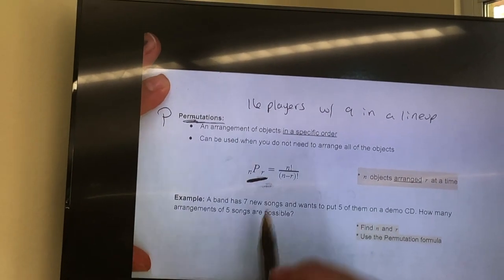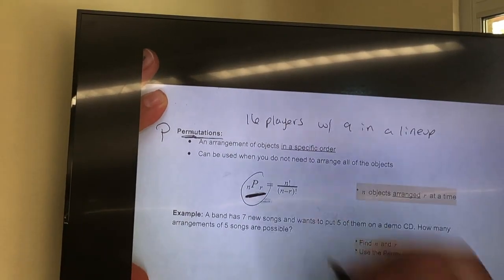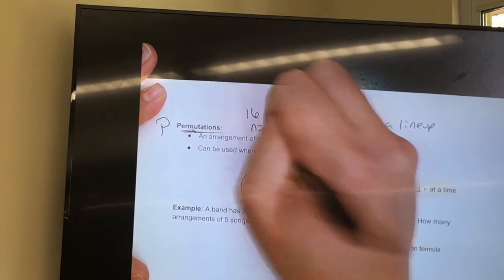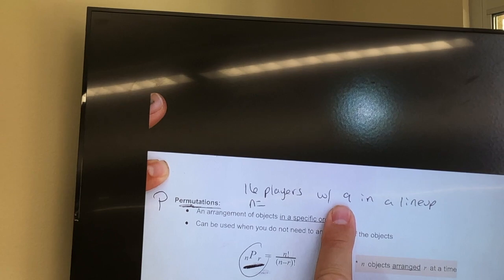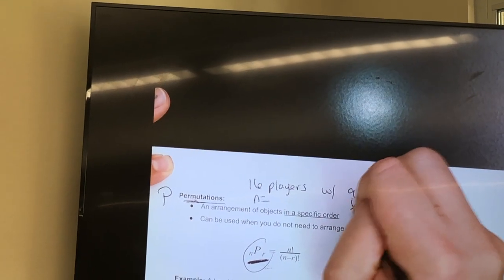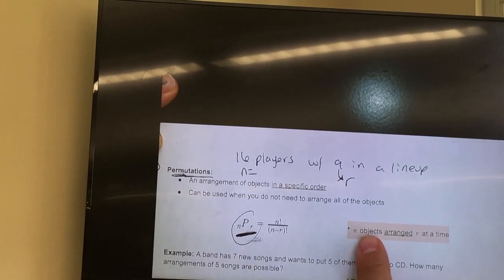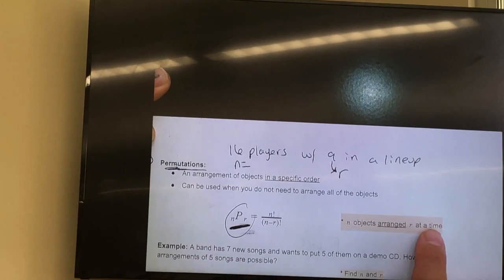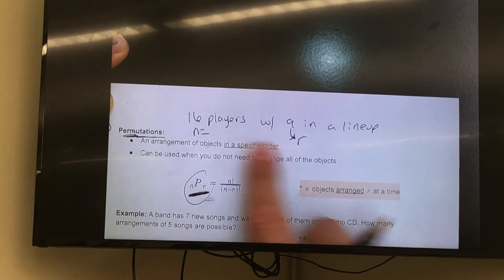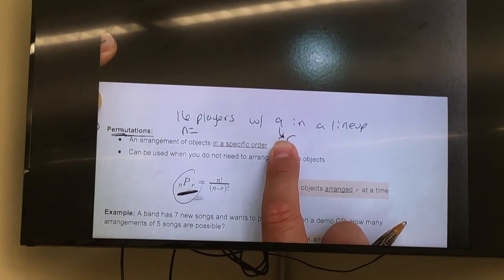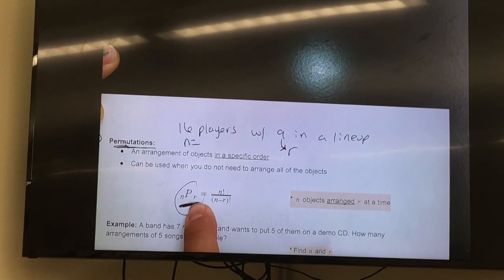So that is when we use this formula. So here, N is my 16 players, and 9 would be my R, okay? So if you see that side note right here, N objects arranged R at a time. I had 16 players, but I'm only gonna place 9 of them. That's when we would use this.